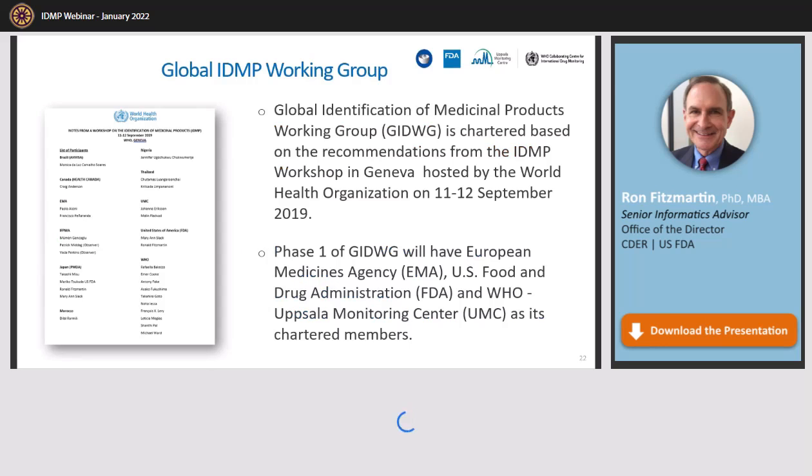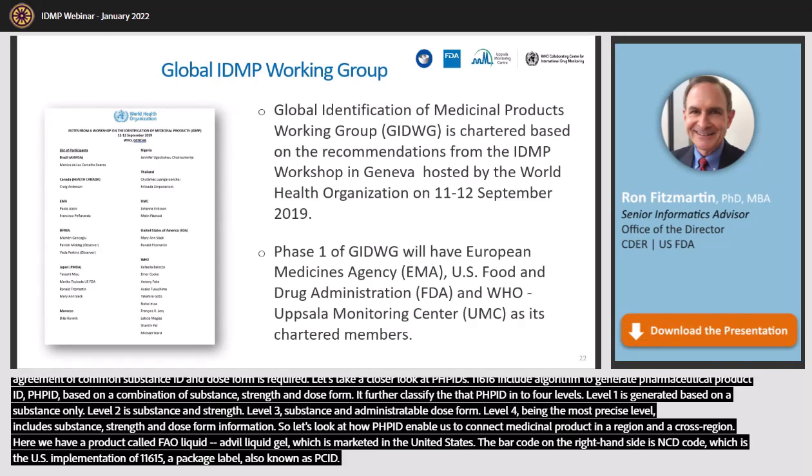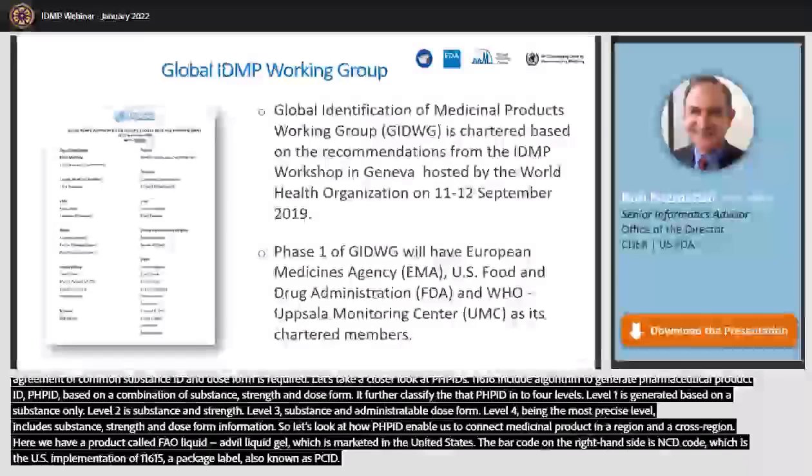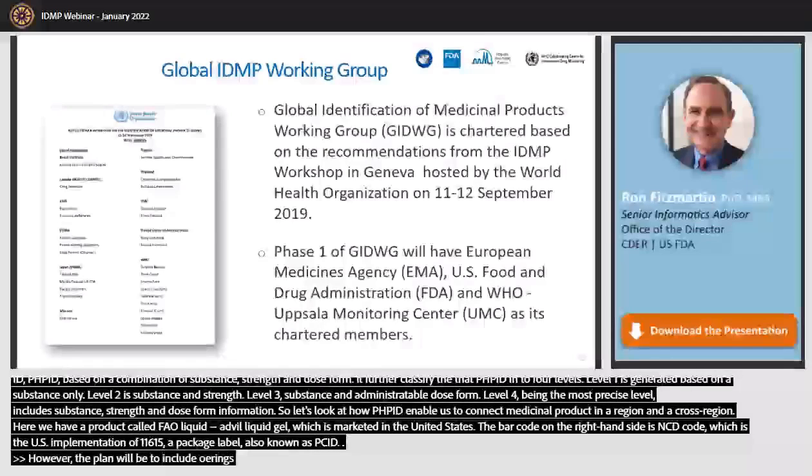It became clear following the FDA WHO UMC pilot project on dose form characteristics that we needed an organization on a global level that could focus on dealing with the challenges, roadblocks, hurdles, and issues surrounding global IDMP implementation and use. So in 2021, based on recommendations from the 2019 WHO workshop on IDMP, we chartered the Global IDMP Working Group. Currently, the chartered members include EMA, FDA, and WHO Uppsala Monitoring Center. However, the plan will be to include other organizations in Phase 2.